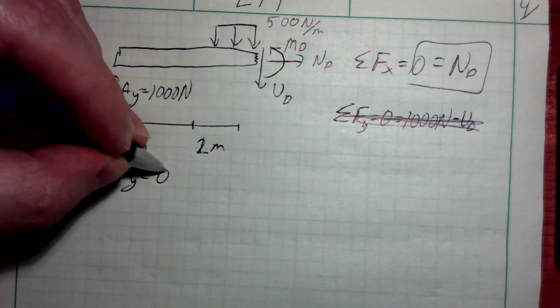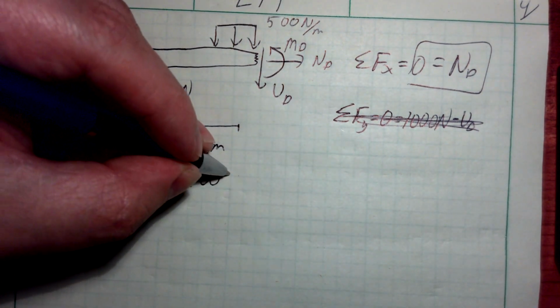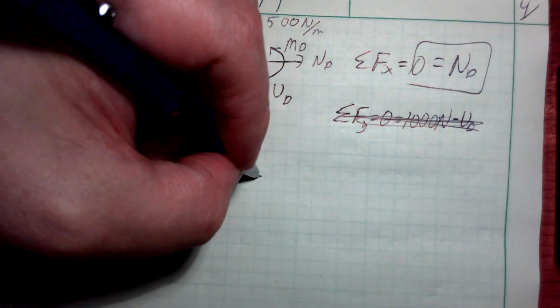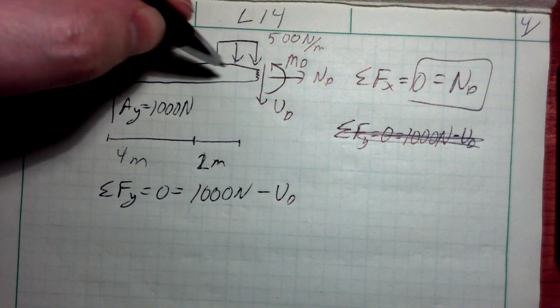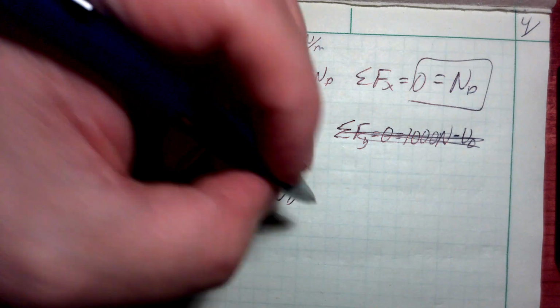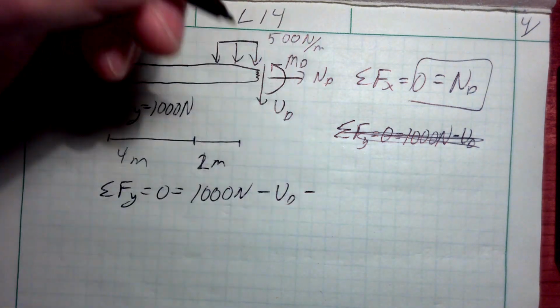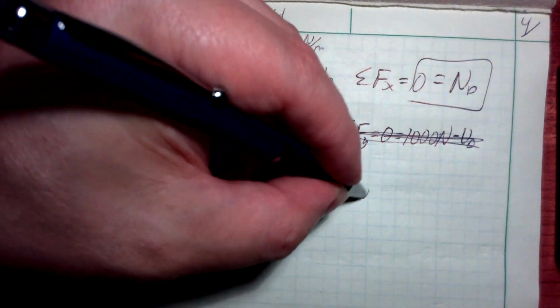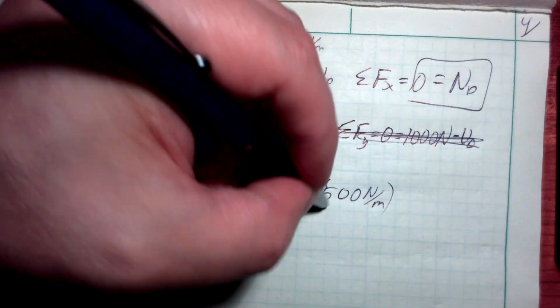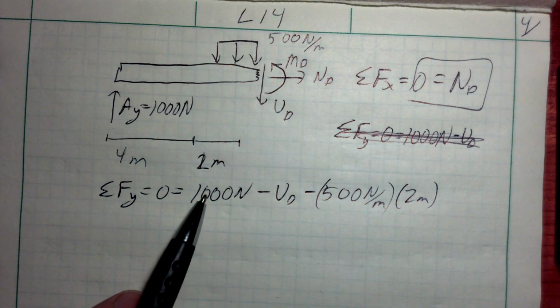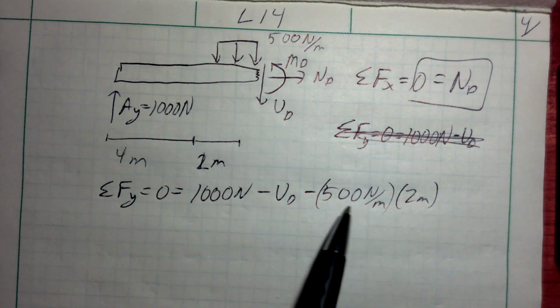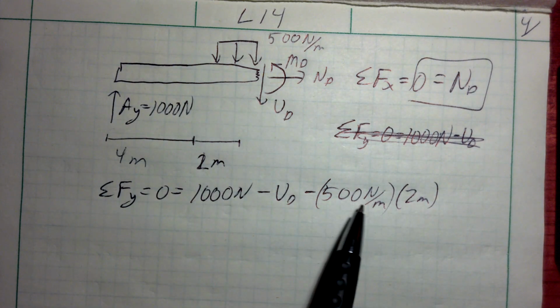Sum of forces in the Y direction equals 0. 1,000 newtons minus the unknown shear that I'm looking for. And again, I need to find the area of this rectangle. Well, it's in the negative Y direction, 500 newtons for every meter, and that's occurring over a distance of 2 meters. Or you could just write 1,000 newtons there if you like. So I've got 1,000 positive newtons. This is going to generate 1,000 negative newtons.